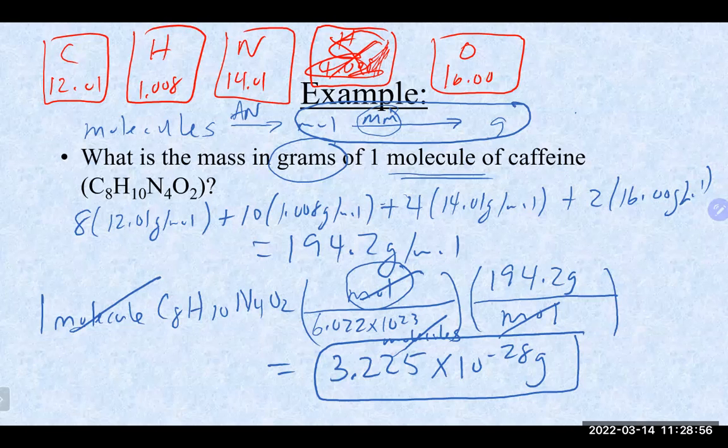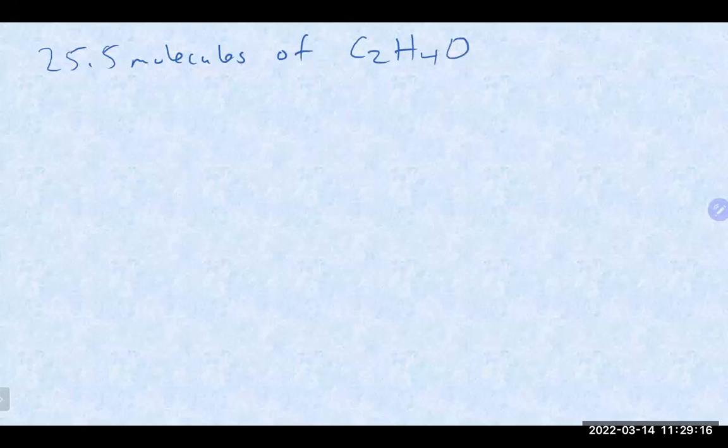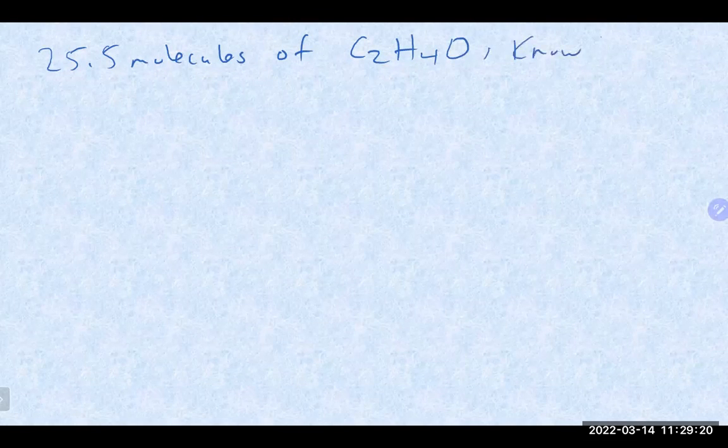Let's talk about one aspect of this as well. Let's just say we had our 25.5 molecules of C2H4O, and we want to know how many grams of carbon are there.